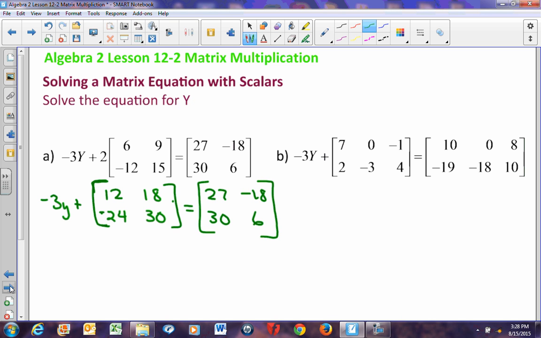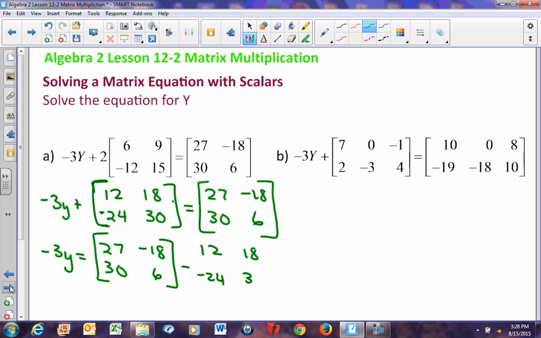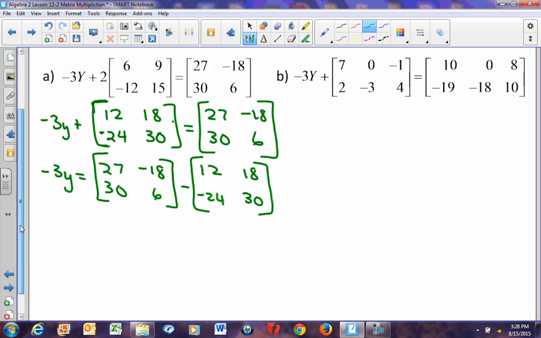So the next thing I need to do is get negative 3y all by itself. So I have to subtract this matrix. If I'm going to subtract this matrix, negative 3y has got to equal the original first matrix, 27, negative 18, 30, and 6, and we're going to subtract from that 12, 18, negative 24, and 30. Now remember, when you're subtracting, you're adding the opposite.